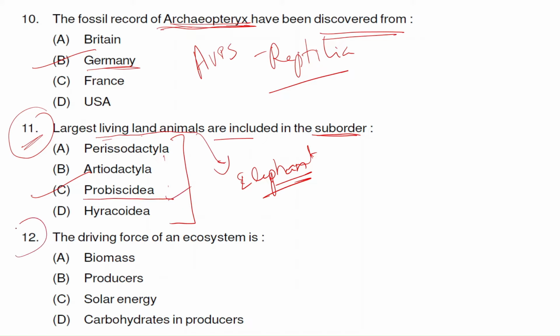Question number 12. Okay, this is the easiest question of the entire paper. The driving force of an ecosystem is, answer is solar energy. Solar energy is the driving force of the entire ecosystem.